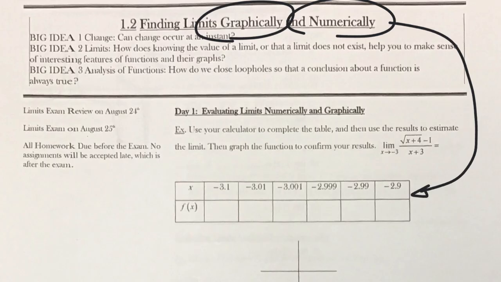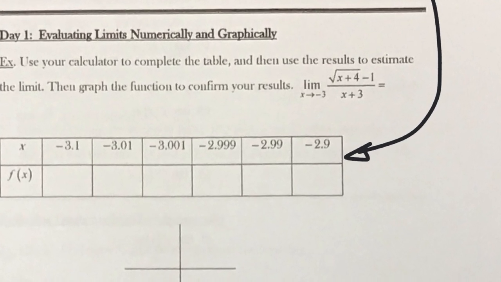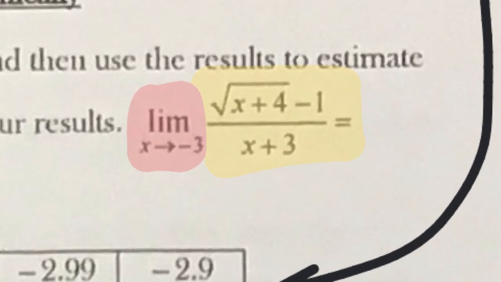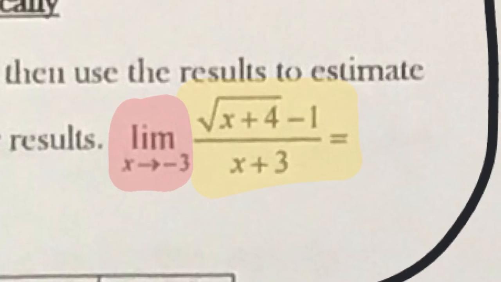So our first one says here, we're going to use our calculator to complete this table, and this is your function that we're trying to evaluate. Okay, it is the square root of x minus 4 minus 1 over x plus 3, as we're trying to figure out what is happening to that graph when x is negative 3, right? So there's some notation that we have to figure out.